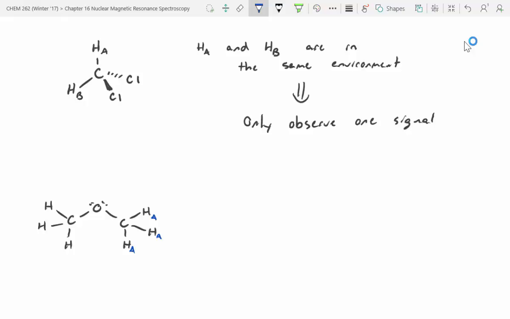Okay. What about the protons on the other side? Are they the same or are they different? They're the same, right? Why are they the same? Because of symmetry. If we look at this, there's a symmetry element going up and down. That means that the left-hand side of the molecule is in the same chemical environment as the right-hand side of the molecule. So even though we've got 6 protons, they all are in the exact same chemical environment, which means we only observe one signal.